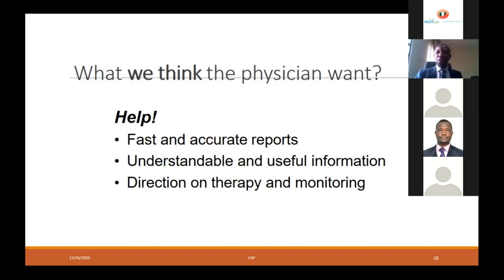It's understandable and it should be useful. We should not write so much jargon in our reports as well. And we should give direction as to what therapy the patient can benefit from and what form of monitoring the patient will be able to benefit from.